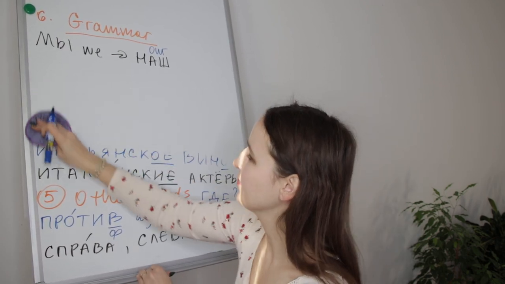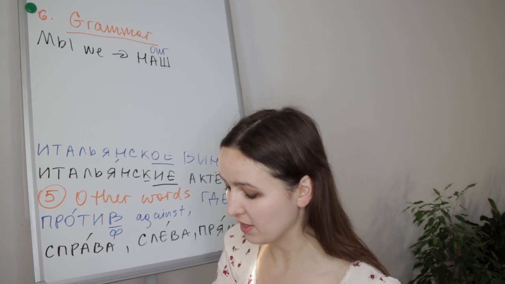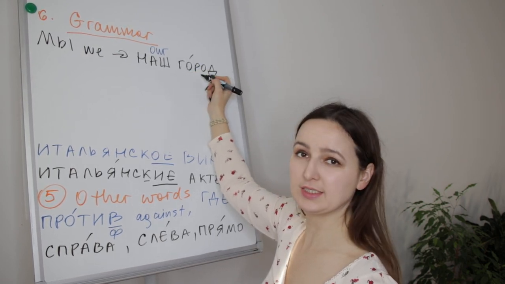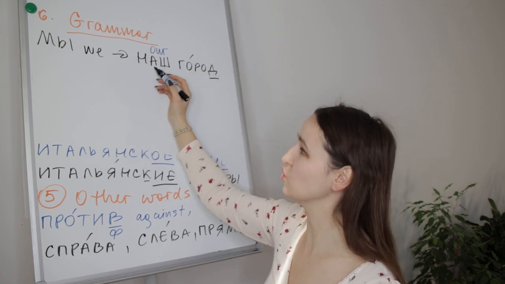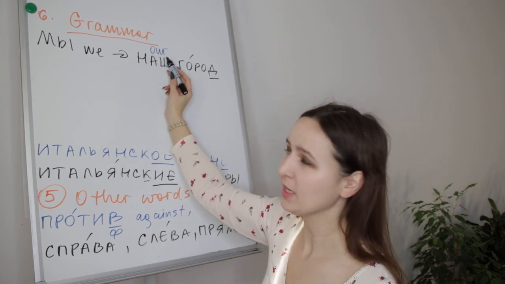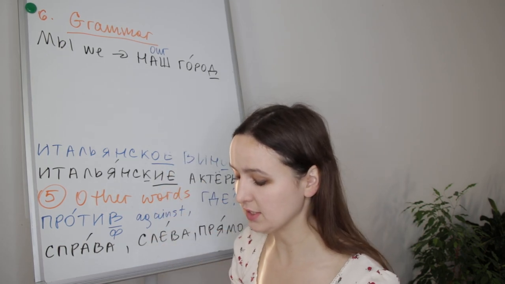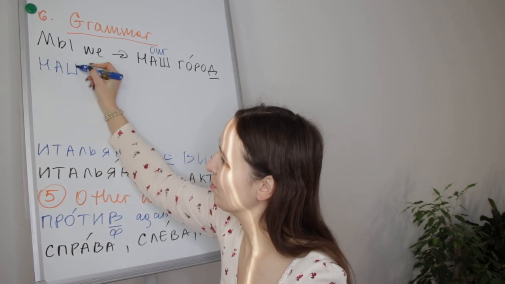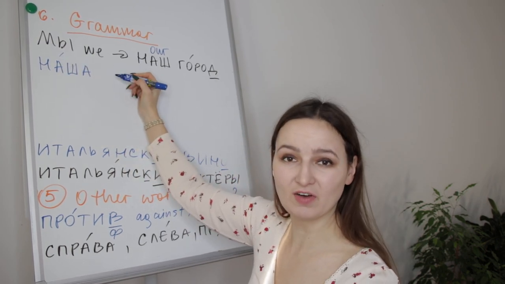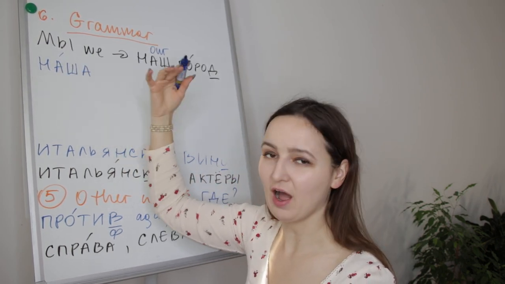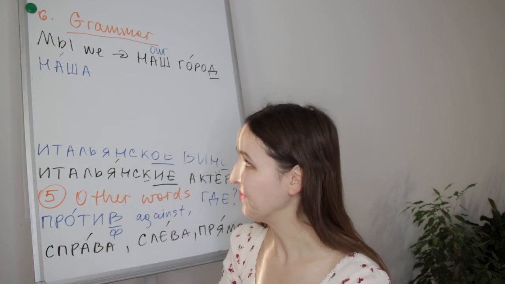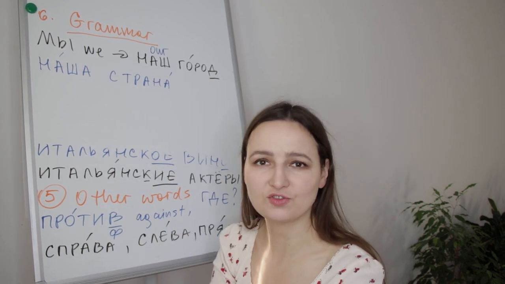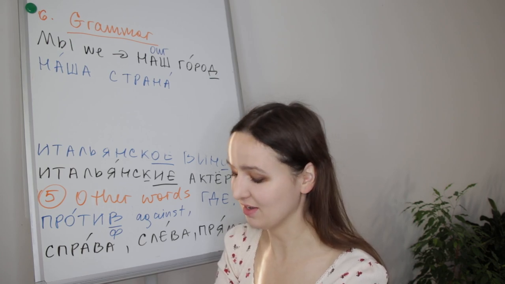Наш is masculine, so we can continue with, for example, наш город. Город. Our city. Город is masculine, ends in a consonant, so to say our city, you have to use наш. Our city, наш город. Now let's continue with feminine, наша. Наша can be followed only by feminine nouns. Например, наша страна. Страна, our country. Наша страна.